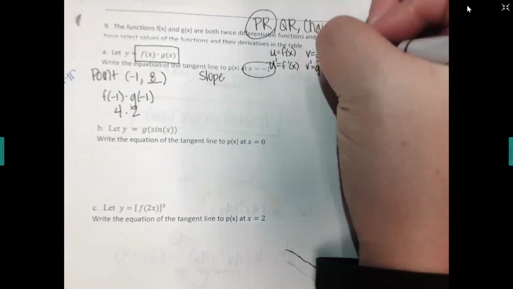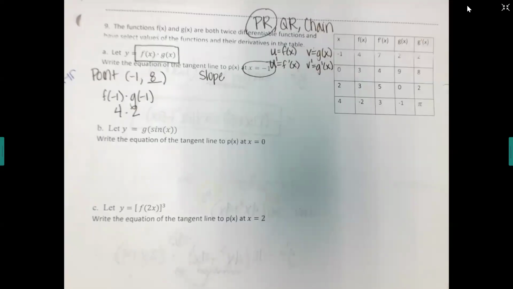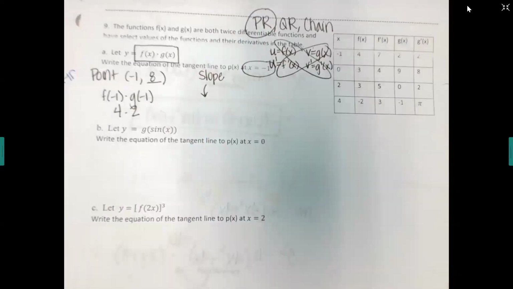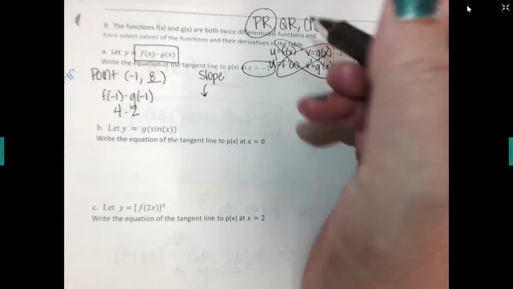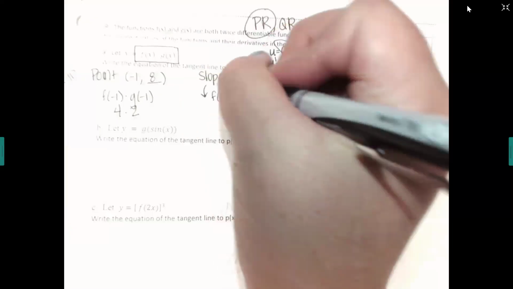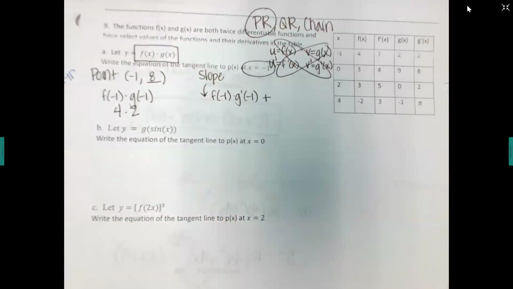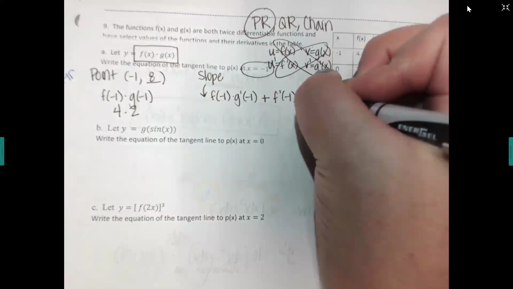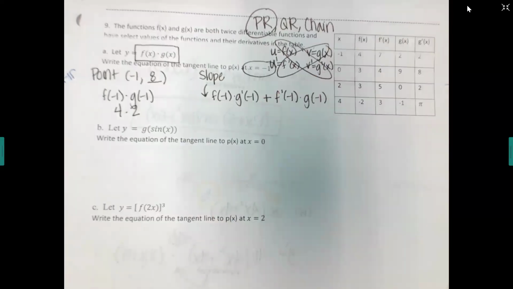And then remember, you're going to do diagonal plus diagonal for the derivative. Doesn't matter which one you write first. The slope is going to be this plus this. Now, if you want to go ahead and plug in your -1 right now, you can. I'm going to. So it's going to be f g prime plus f prime g. And remember, it doesn't matter which diagonal you write first, as long as they both make it there, that's fine.